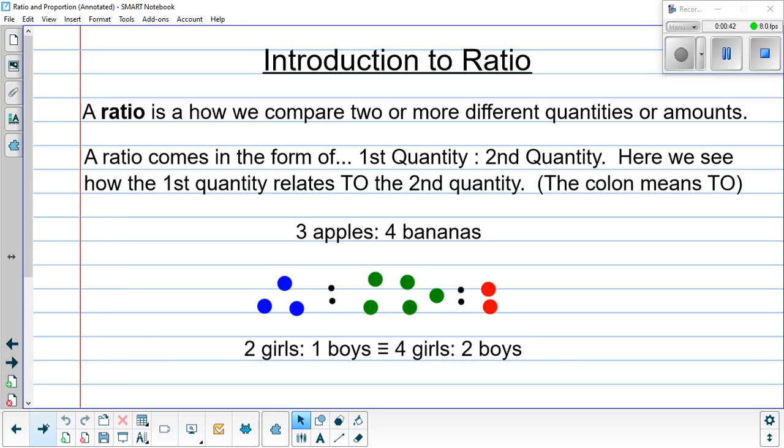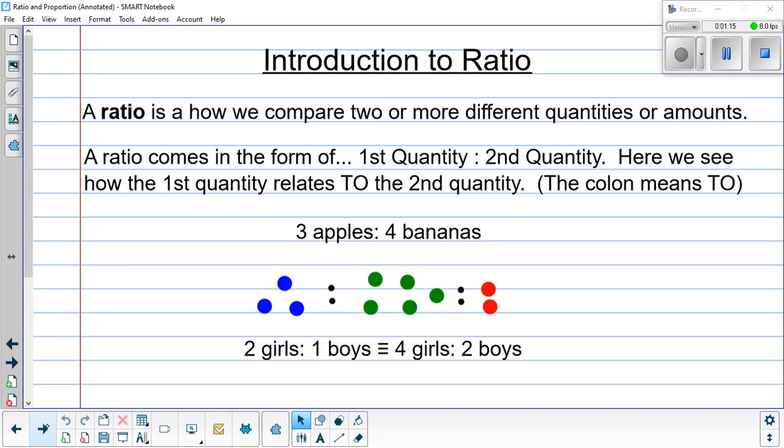So, when it comes to ratios, what exactly do we mean? Well, a ratio is how we compare two or more different quantities or amounts. So, we represent this with a colon in the middle of two numbers. Usually we relate one quantity to another. And so we could relate the amount of apples in a store to the amount of bananas in a store. So for every 3 apples, there's 4 bananas. That means we can have 6 apples to 8 bananas, right?